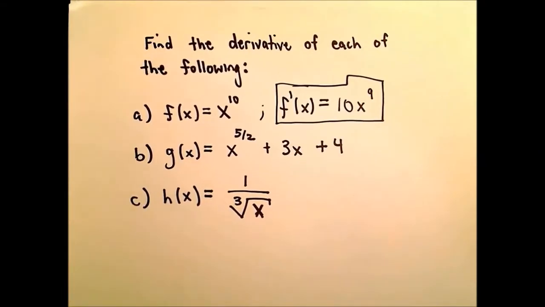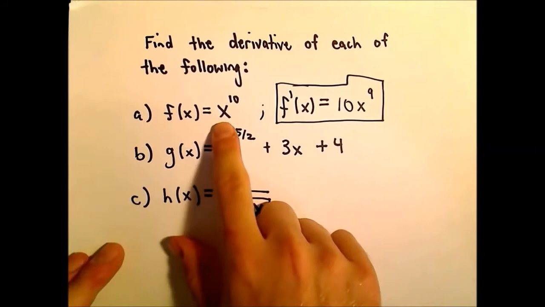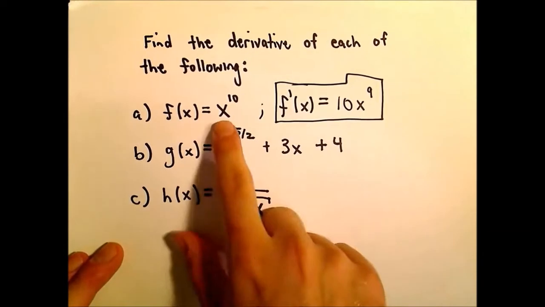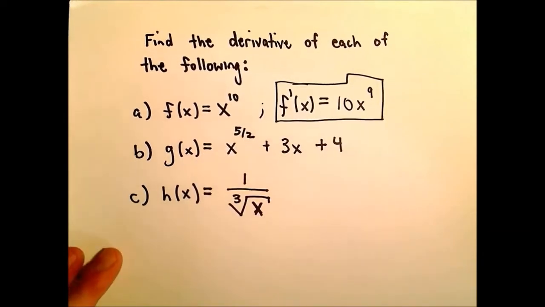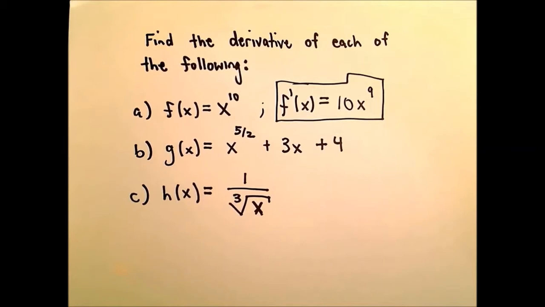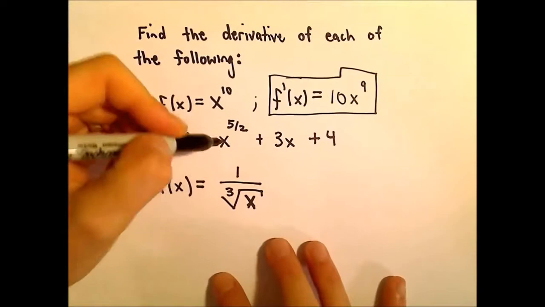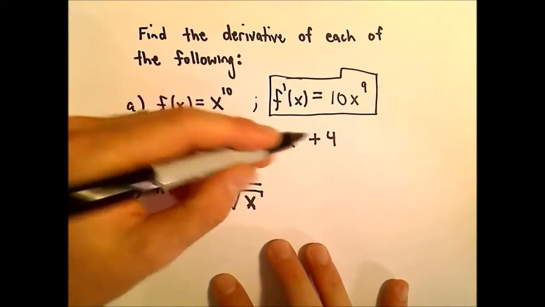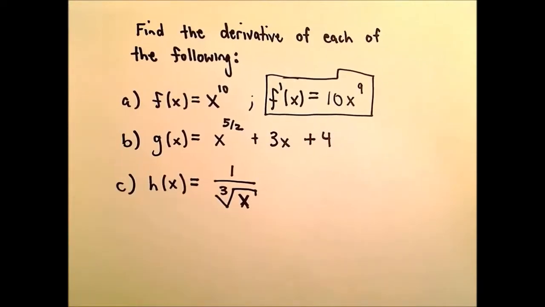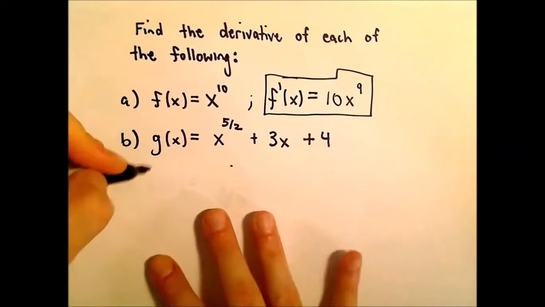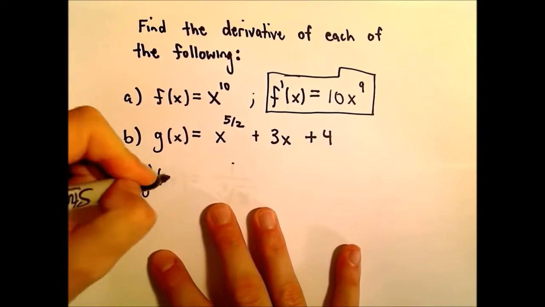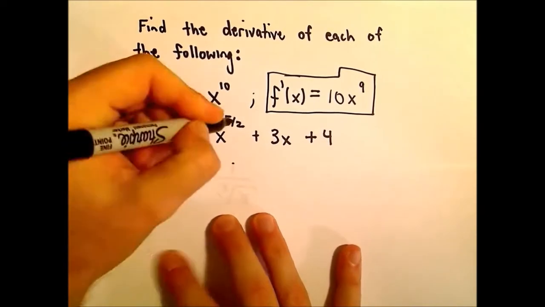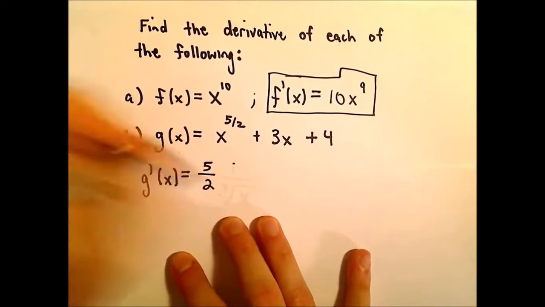Next one. As you see, we get the derivative. Next, exercise B. There are rational exponents. Let's find the derivative of g of x.